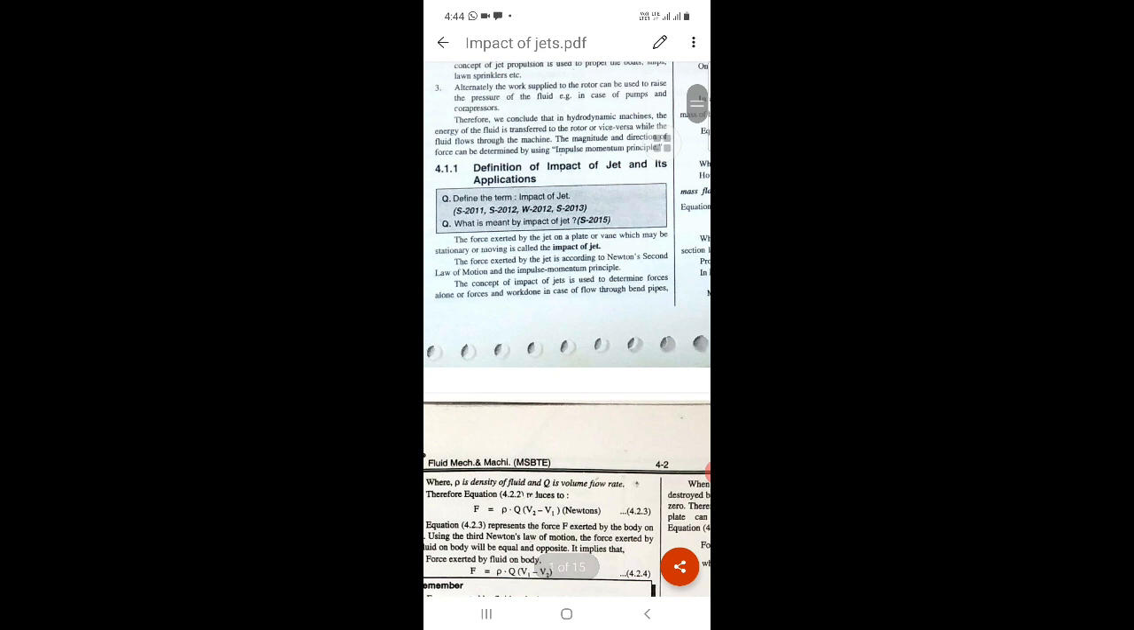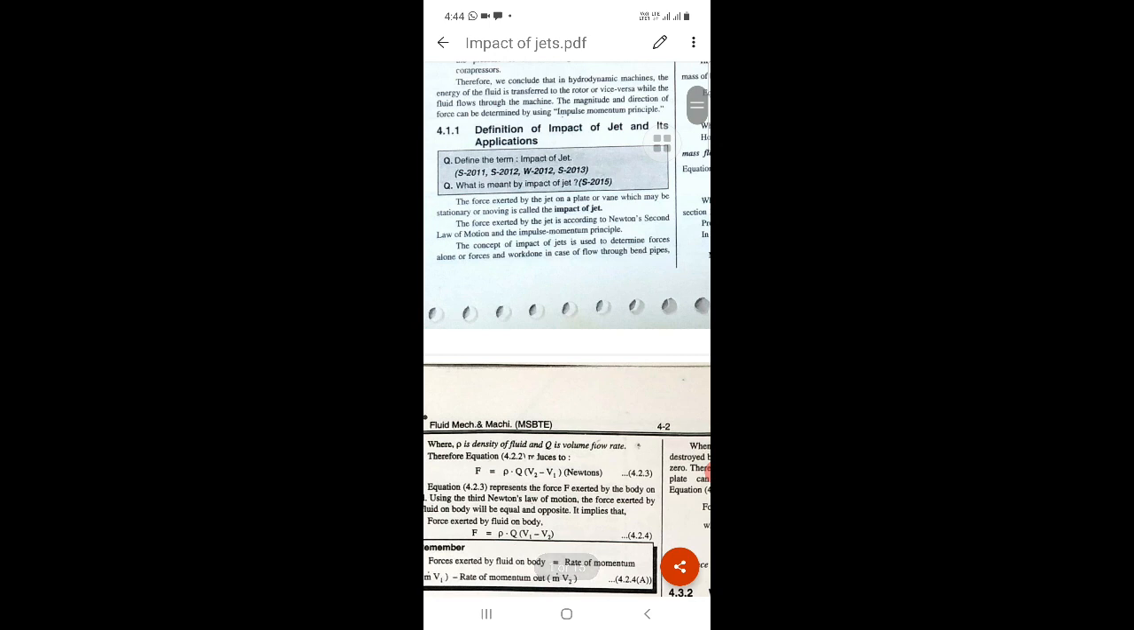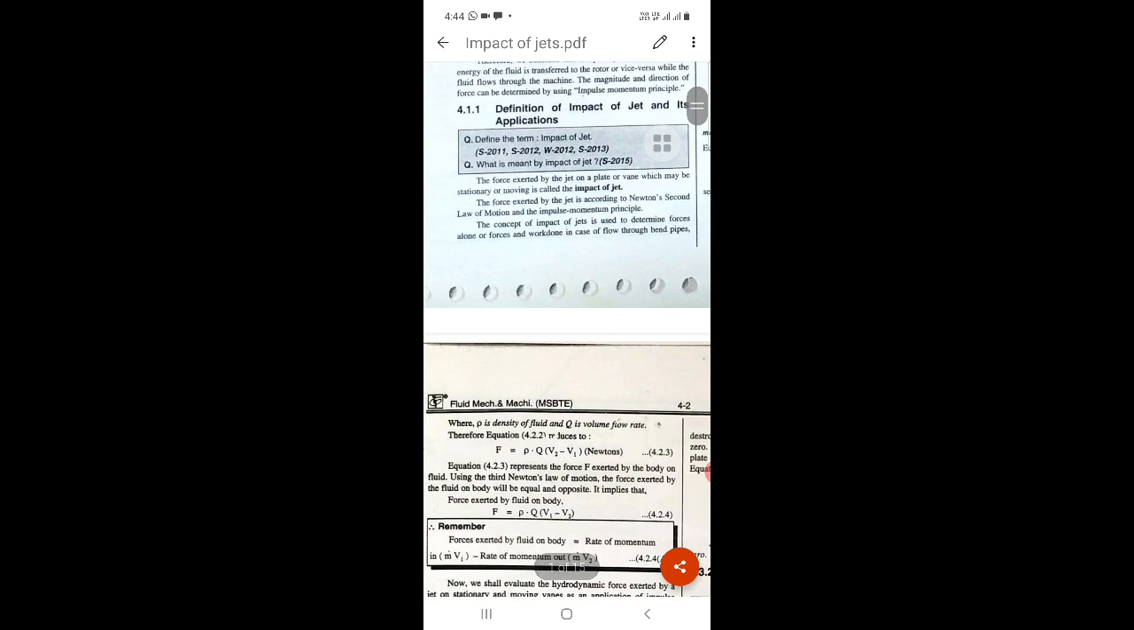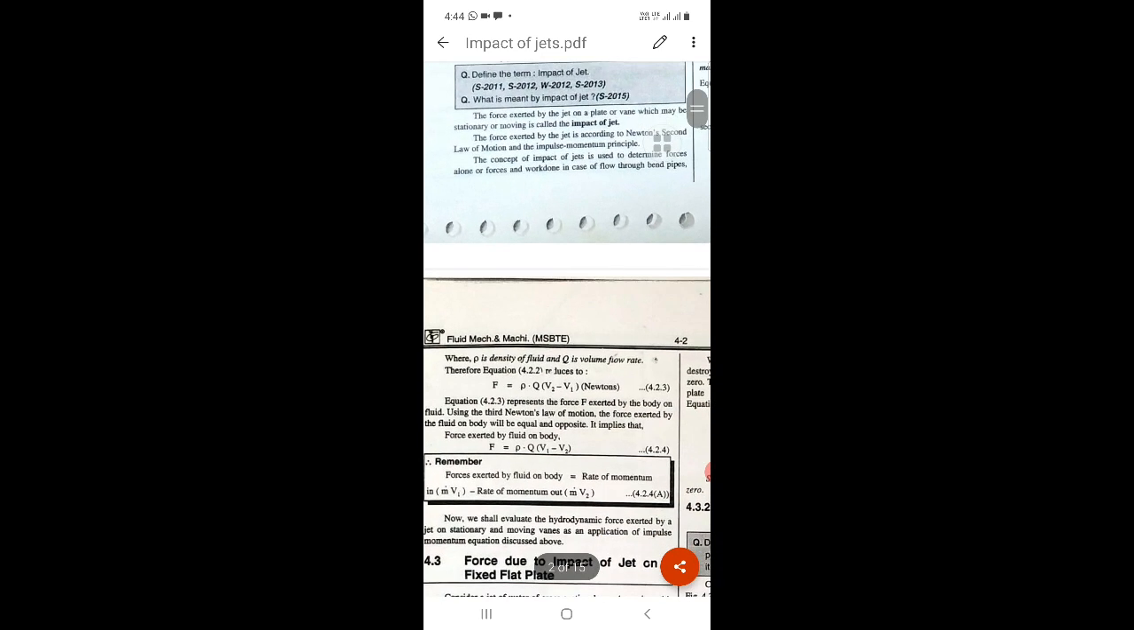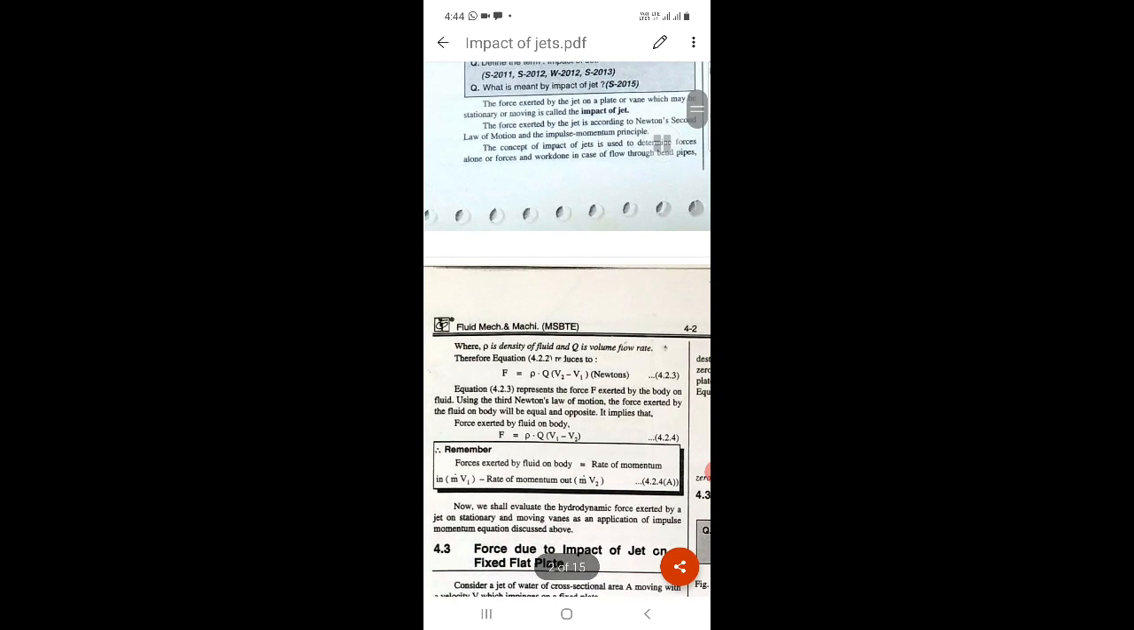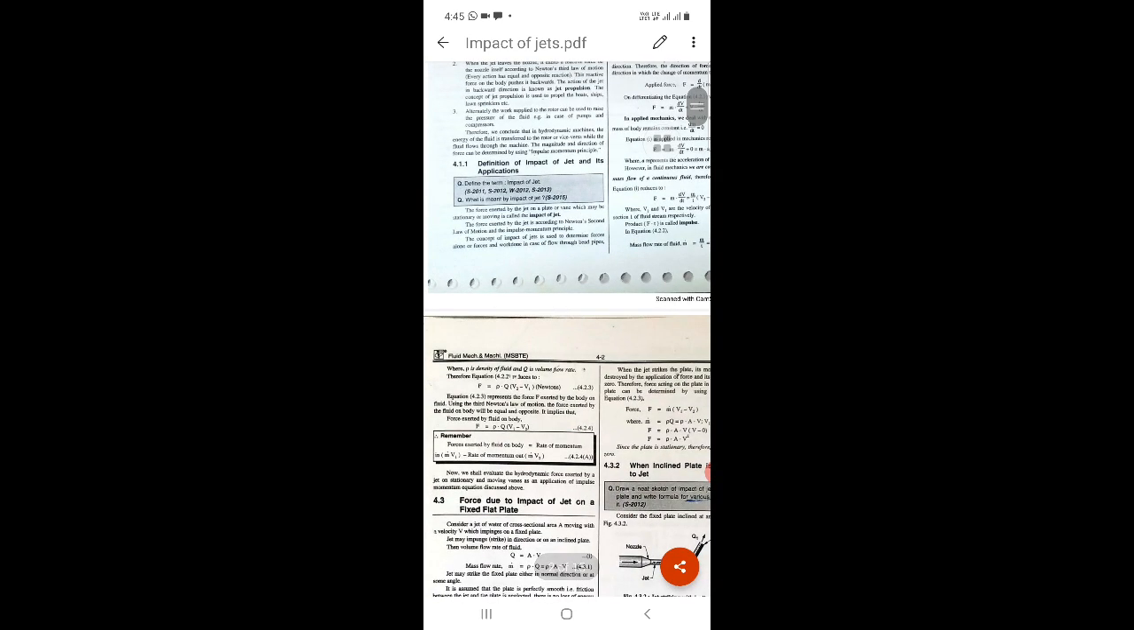This force is exerted according to Newton's second law of motion. The concept of impact of jet is used to determine the forces and work done in the case of bent pipes. Firstly, F is equal to rho Q (V2 minus V1) in newtons. It is represented by force. Using Newton's third law of motion, the force exerted by the fluid is F equal to rho Q (V2 minus V1). So this is the required answer. Okay, so write down the definition of impact of jet.